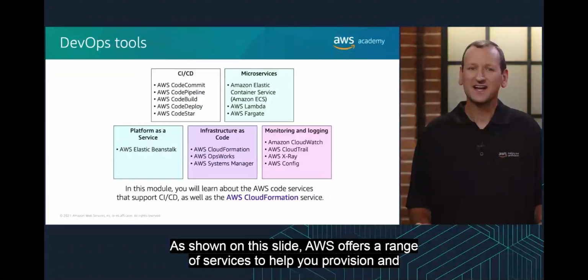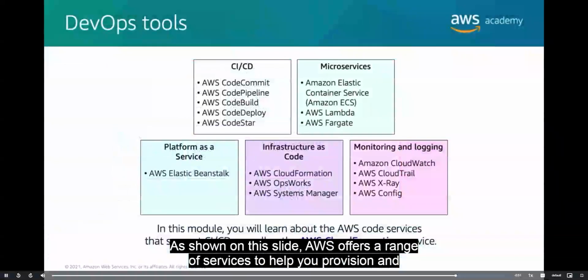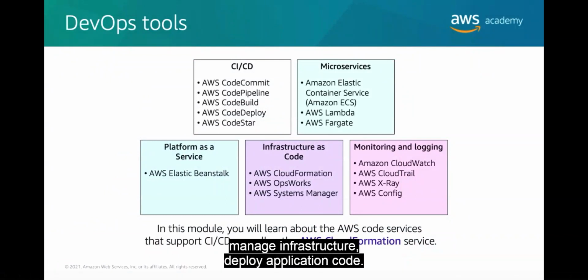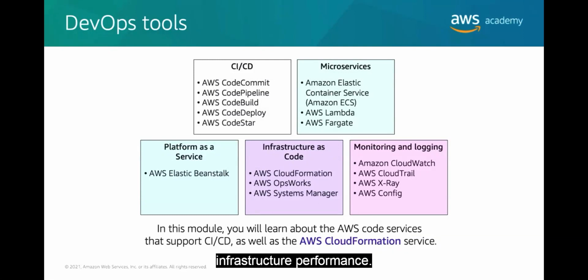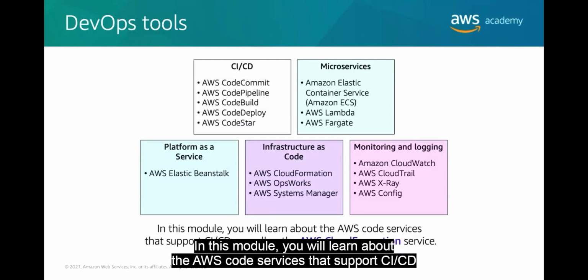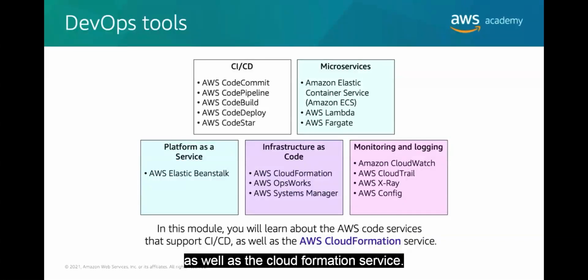As shown on this slide, AWS offers a range of services to help you provision and manage infrastructure, deploy application code, automate software release processes, and monitor application and infrastructure performance. In this module, you will learn about the AWS code services that support CI/CD, as well as the CloudFormation service.